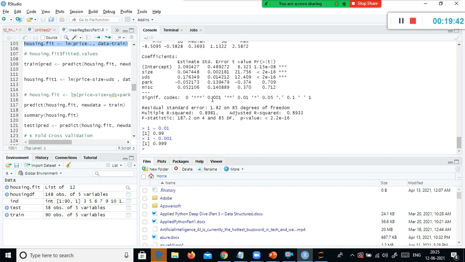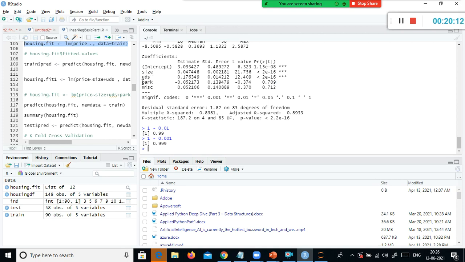So triple star is nothing but this one, right? There is 99.9% confidence that these two variables are statistically significant. That is what the 3 star, the double star and the single star tell. But when it comes to Park and MISC, these two variables are not significant. Hence, these two features do not have predictive power. But these two features have higher predictive power.